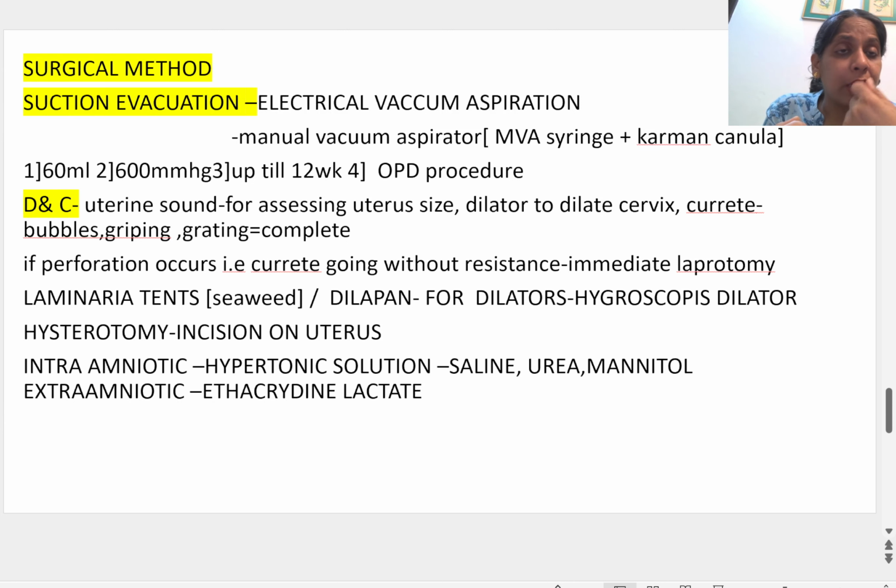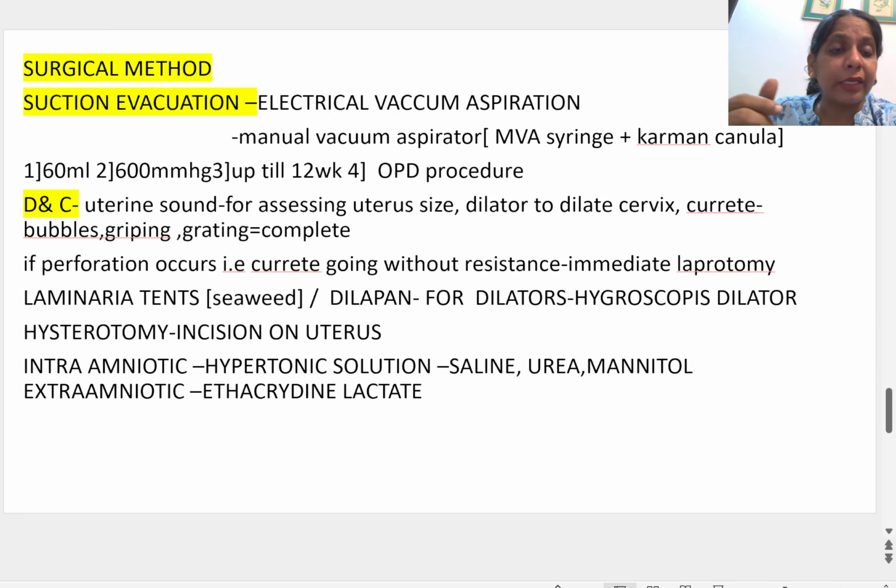Bubbles will come out of the uterus, or the curette which we are entering into the uterus will get gripped. Once the uterus is empty, it contracts, so the instrument you are putting inside gets gripped by the uterus, causing gripping and grating. So what is grating? Grating is a scratching, chak-chak sound; that is called grating.